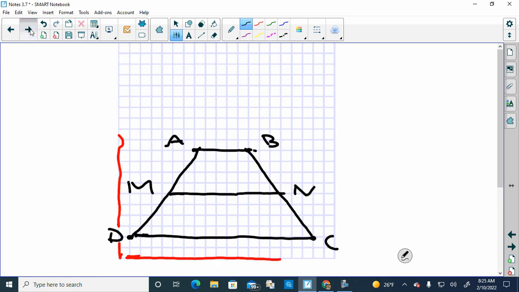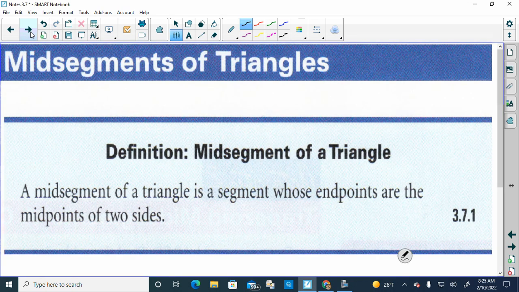Okay, and you'll have questions like that. Okay, so our first definition that you should have written down. It said, now turn to page 183 in your book. So if you didn't get these, now's the time to be writing these, so you don't have to do it later. Okay, so it says write the definition of the mid-segment of a triangle. Okay, so we have a mid-segment of a triangle is a segment whose endpoints are the midpoints of the two sides. Okay, so back to your drawing.